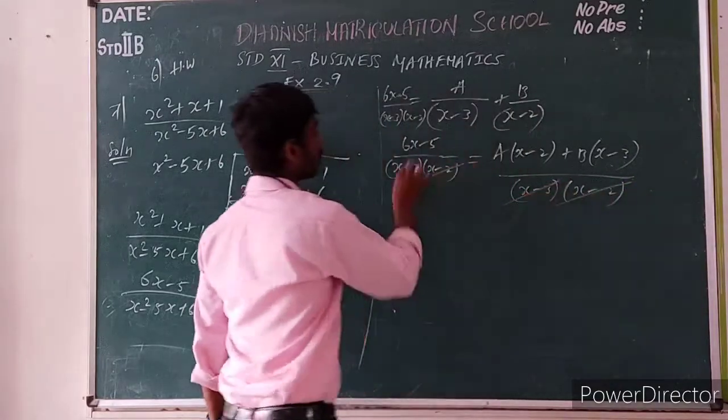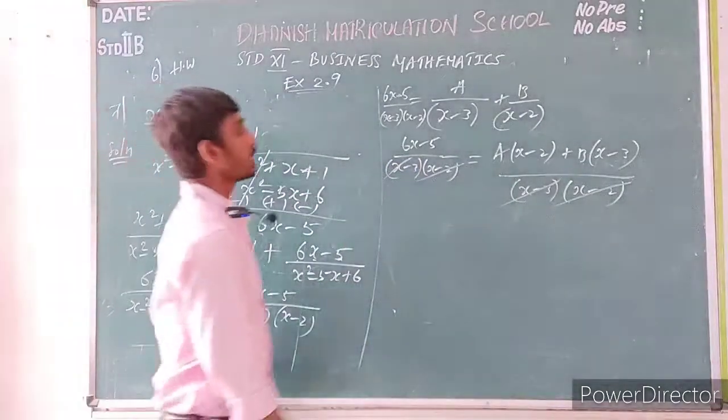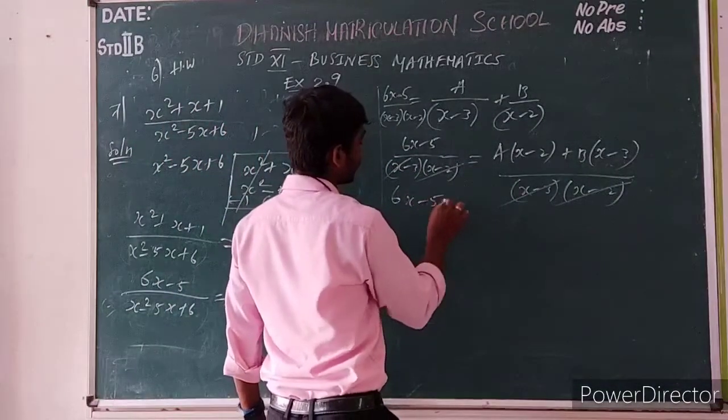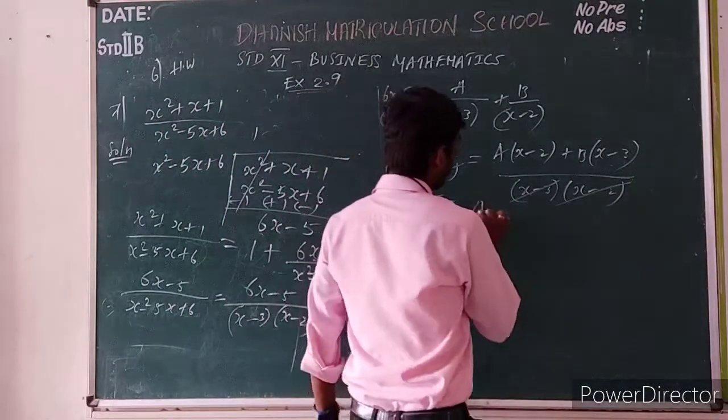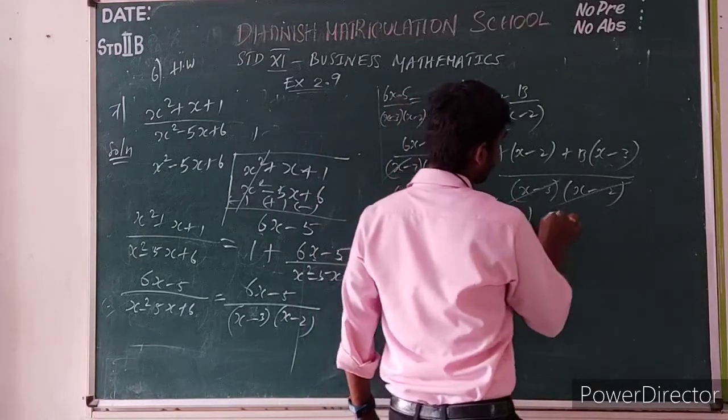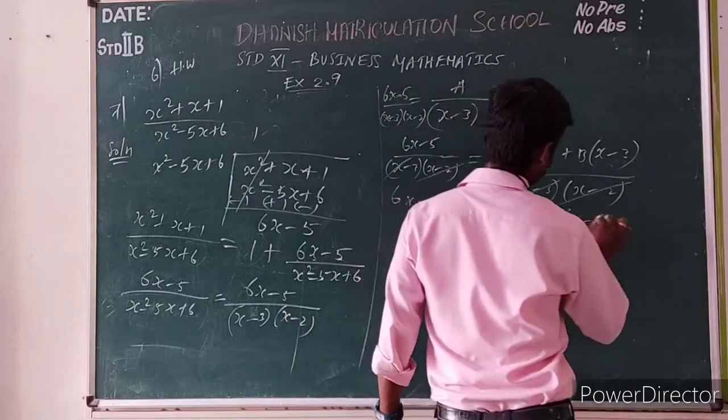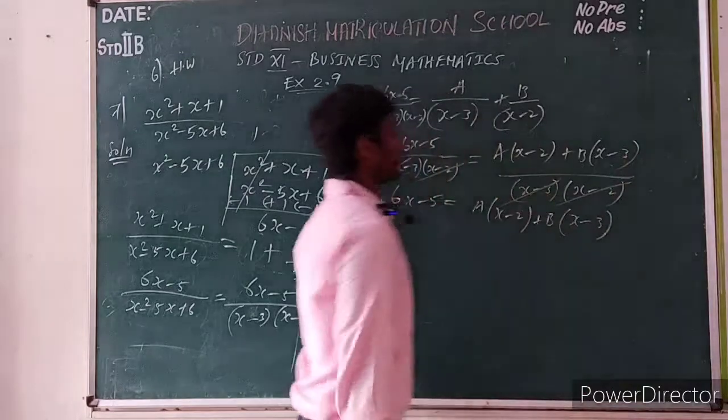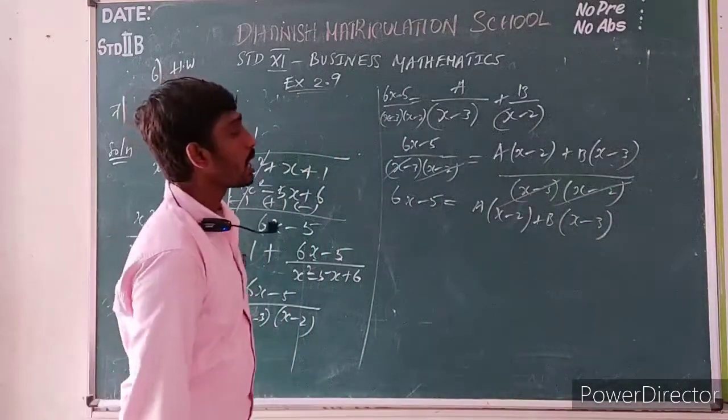Now cancelling the denominator from the LHS and the RHS. From both sides we cancel this. What is the remaining value? 6x minus 5 equals a into (x minus 2) plus b into (x minus 3).